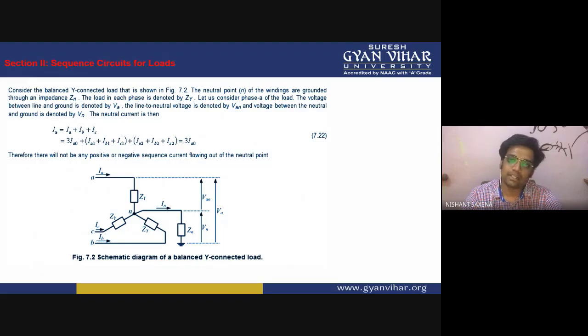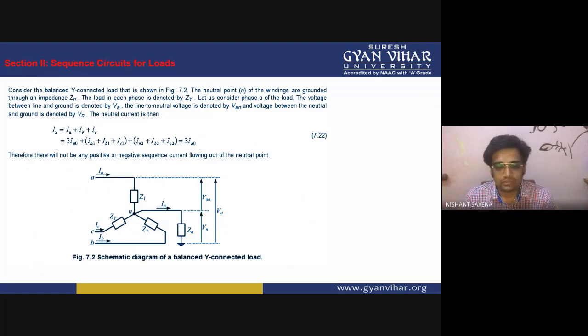Now, in the next section, we will be discussing the sequence circuits for the loads, how the sequence circuits are defined for the loads, for the transformers, for the synchronous generators. So we will be discussing them one by one. Starting from the sequence circuits for the loads, consider this schematic diagram for a balanced star connected load.